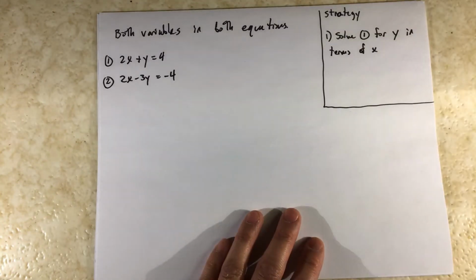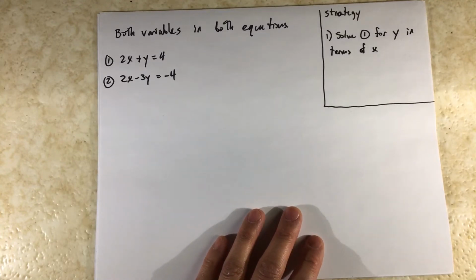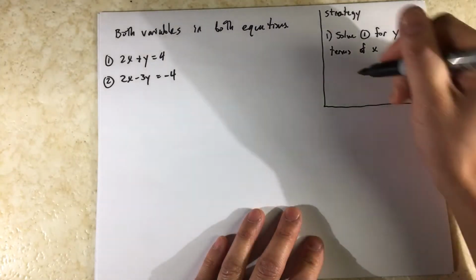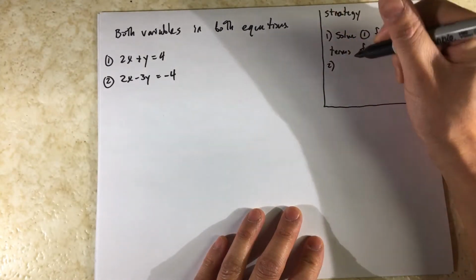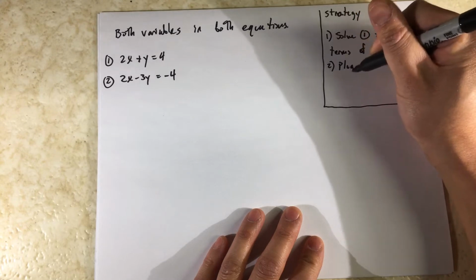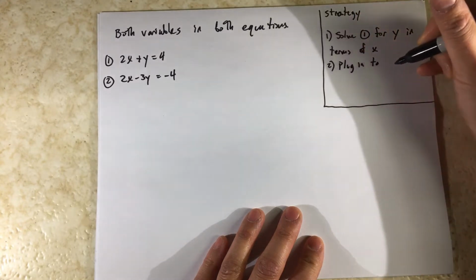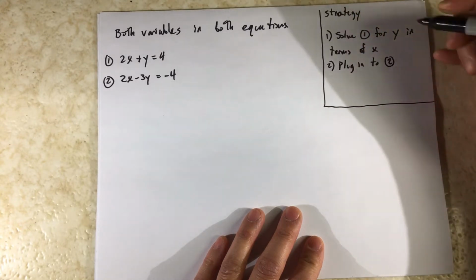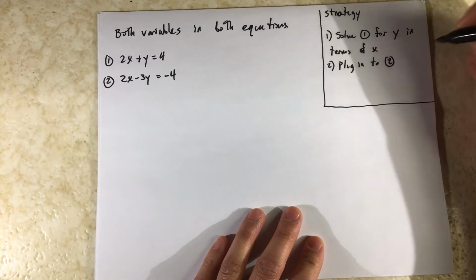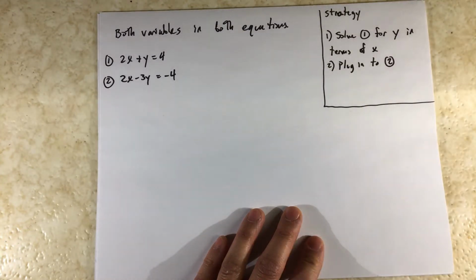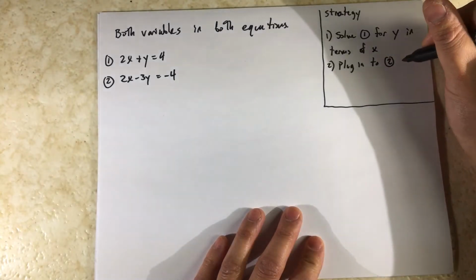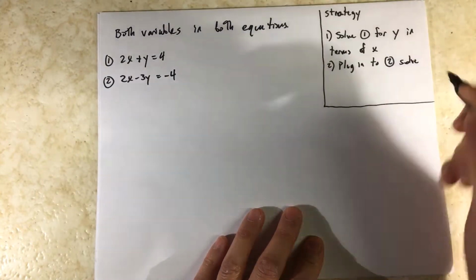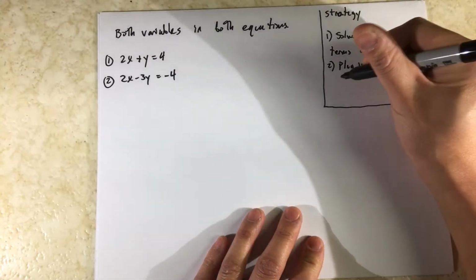So what that means is we're just going to isolate y, really. We're not going to find a value for it, but we're going to have an equation for y in terms of x. And then we're going to plug that into equation 2. When we plug it into equation 2, that should eliminate the y, so then we can solve for x. And this time we should be able to solve a number for x.